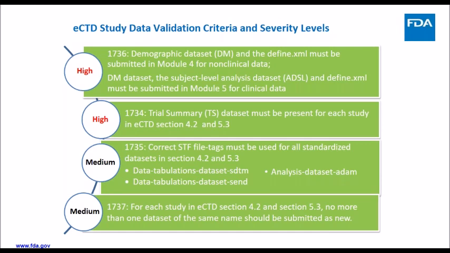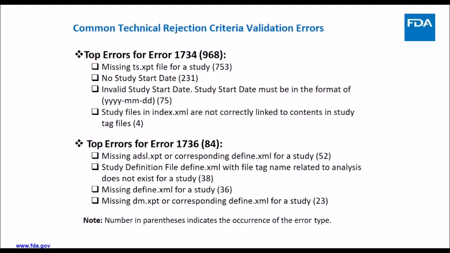The other one that's of really substantial interest to me is the second one, 1734. Trial summary dataset must be present for each study in the eCTD. Now, it's pretty easy to create a trial summary dataset that has only a start date in it. However, that's not the problem. The problem is that the rules for the criteria want to verify that the TS dataset is really for that study.